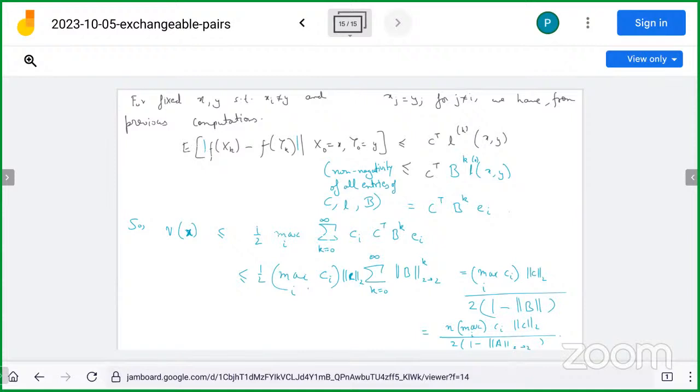We just have to slightly change it. For fixed y, x is not equal to y. This is what we have. So nu x is now less than this. It's not max, but half, sum over i going from 1 to n. But this now just becomes C_i, right? So that's the point.